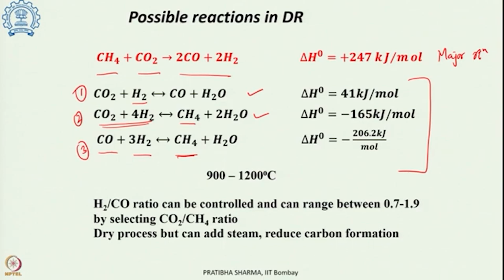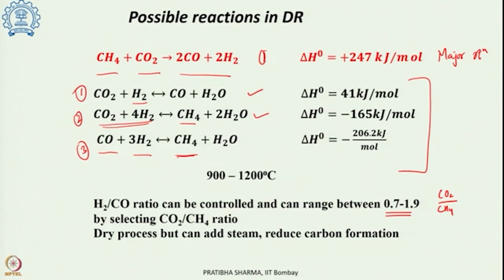So, dry reforming of methane occurs in the temperature range of 900 to 1200 degree centigrade. The hydrogen to CO ratio, if you look at the reaction, ideally it is 1, but this can lie somewhere between 0.7 to 1.9, and can be selected based on the oxidant to feedstock ratio, that is, based on the CO2 to CH4 ratio.